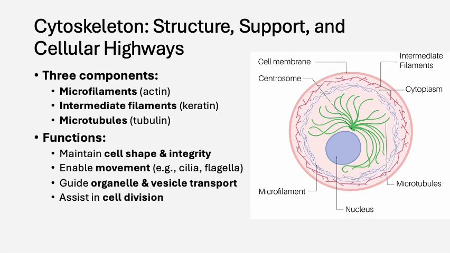The cytoskeleton is a dynamic network of protein fibers that extends through the cytoplasm. It provides structural support, maintains cell shape, and allows cells to move and change shape when needed. Components of the cytoskeleton also guide the movement of organelles and vesicles and play a key role in cell division.